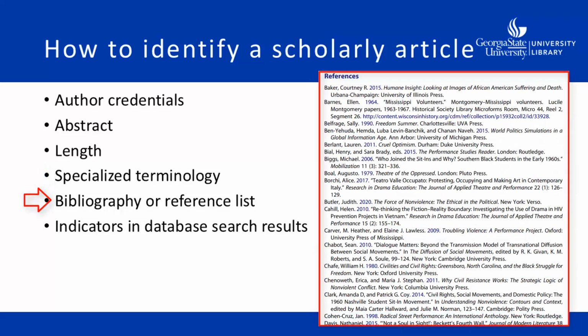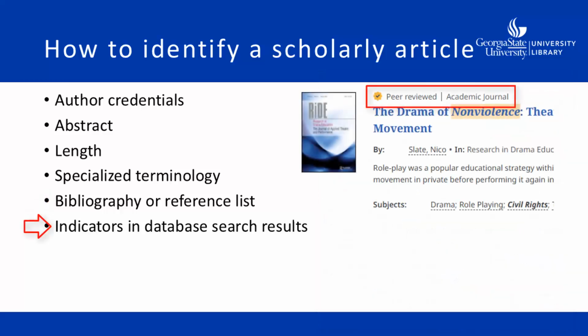Bibliography or reference list. A hallmark of scholarly work is the inclusion of footnotes or a comprehensive bibliography at the end. This lists all the sources the author used, allowing you to verify the information and explore related research. Database indicators. Finally, some library databases will clearly label scholarly articles. They may use the term peer-reviewed or academic journal article instead. Not all databases do this, so you'll need to be familiar with the other indicators we've discussed.